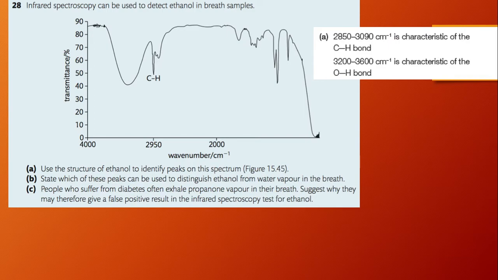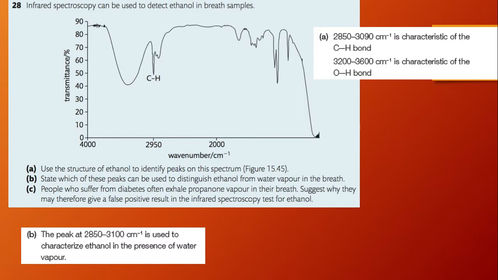Letter B says state which of these peaks can be used to distinguish ethanol from water vapor in the breath. So which one of these 2 peaks would be better at distinguishing ethanol from water vapor? Well, we just have to look at which one of these is in ethanol and which one of them is not in water, and that would be the peak at 2800 to 3100. That is the CH bond. There is no CH bond in water.